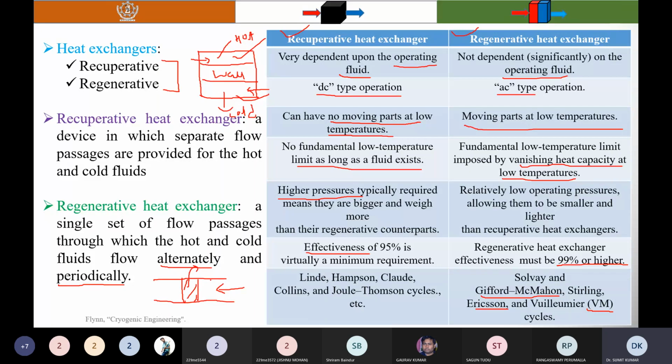Okay. And what is the mechanism of the energy exchange between the hot and cold fluid in the recuperative and regenerative heat exchanger? Okay.